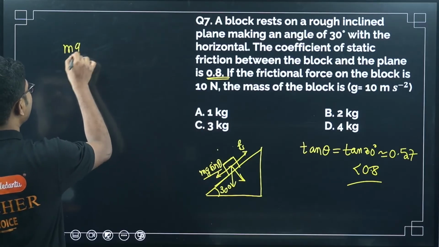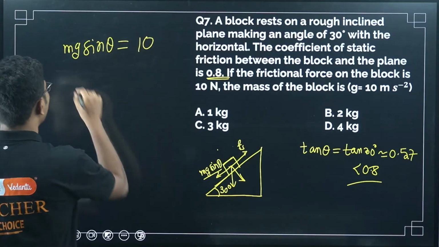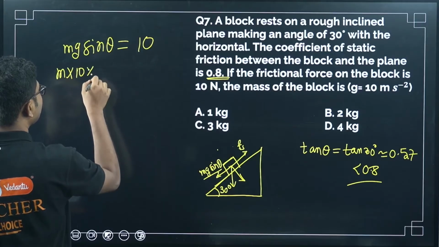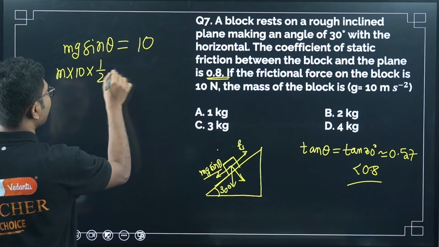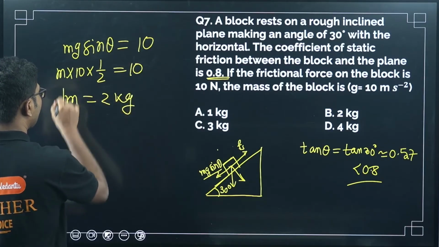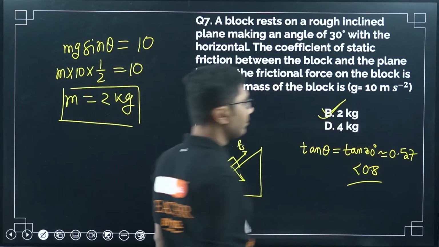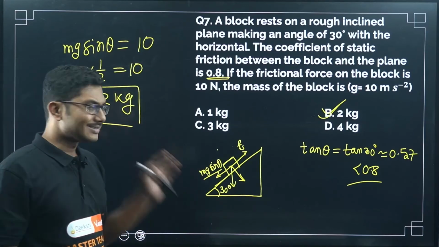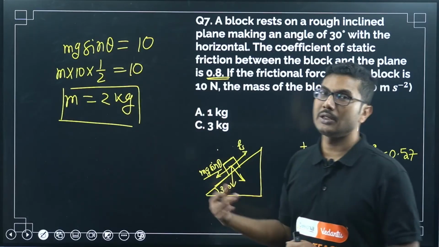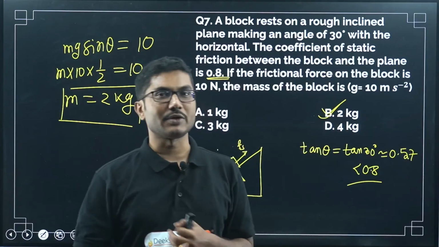So in this case mg sin theta equals 10. So m times g times sin 30, and sin 30 is half, so m times 10 times half equals 10, or m equals 2 kg. Okay, so it is 2 kg. I hope you understand this question. This is a little bit of a fundamental question. If you lack fundamental knowledge of friction, maybe you will not be able to understand this question at this stage, but for that I request you to revise the chapter on friction once more.